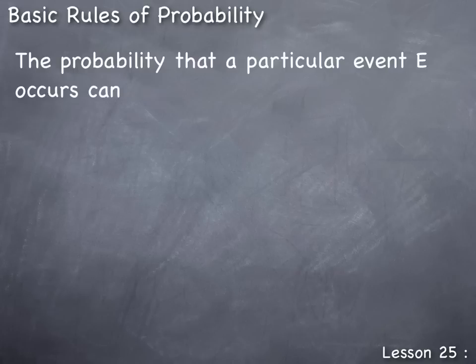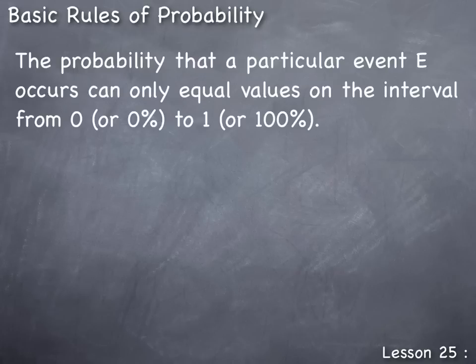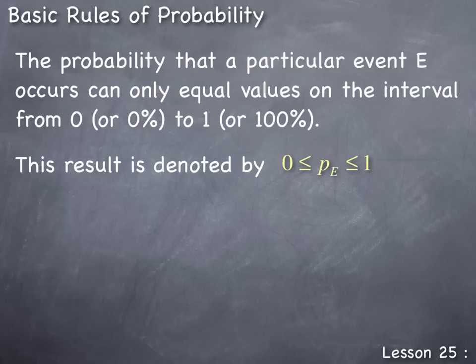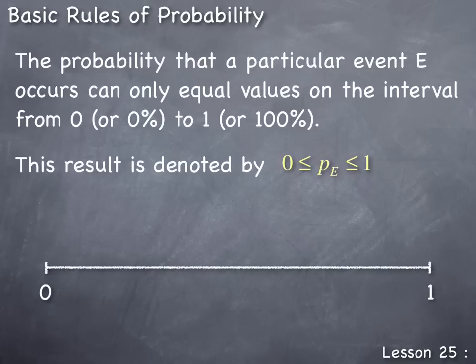The probability that a particular event E occurs can only equal values on the interval from 0, or 0%, to 1, or 100%. This result is denoted mathematically by 0 less than or equal to P of E less than or equal to 1. This is indicating that P of E, the probability that any particular event occurs, falls in between the values of 0 to 1, including a low of 0 up to a high of 1. This can be visualized on a number line this way, where 0 is the lowest the probability can reach, and 1 is the highest the probability can reach.